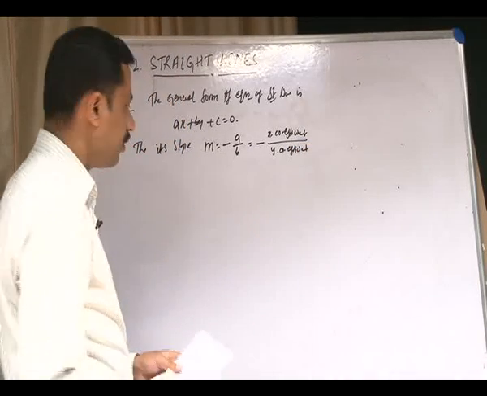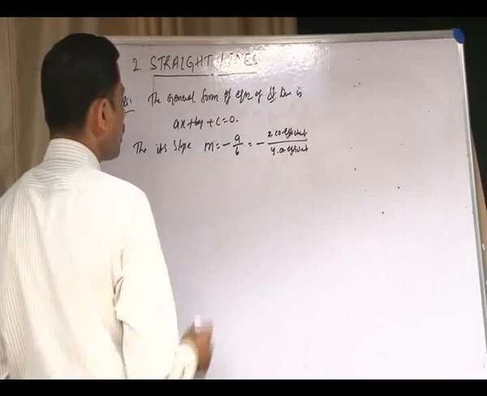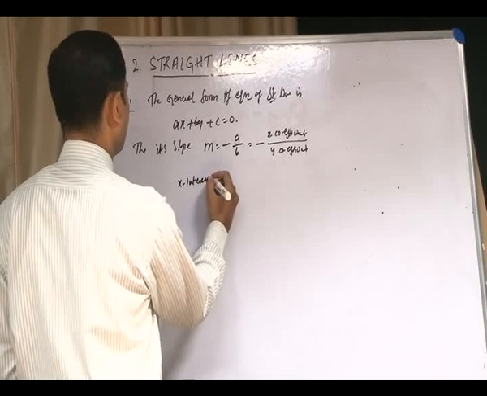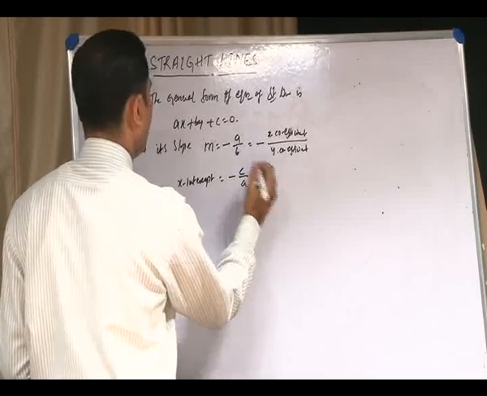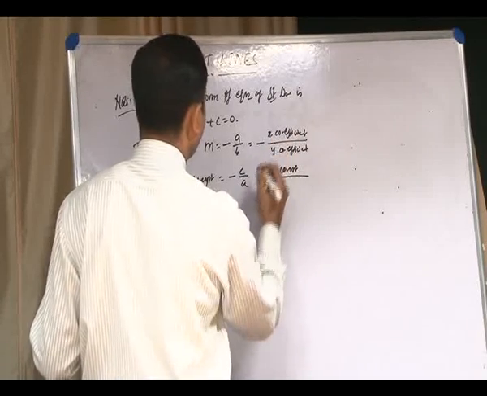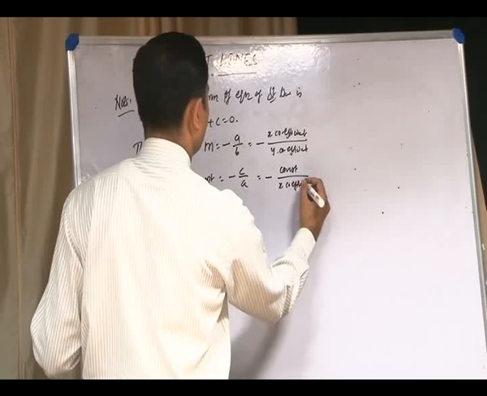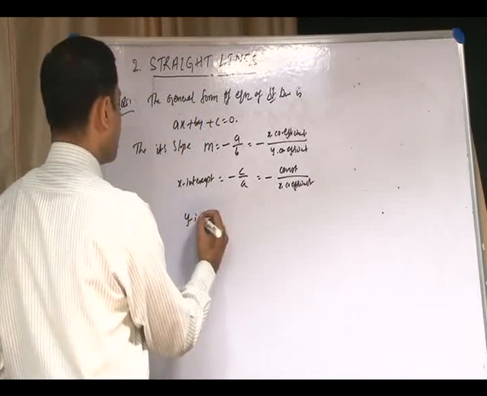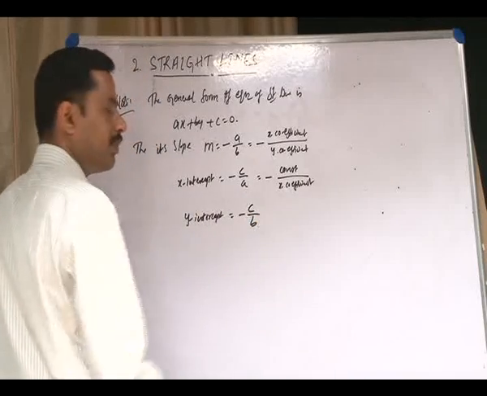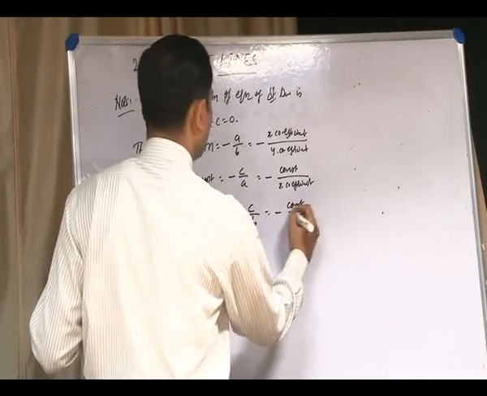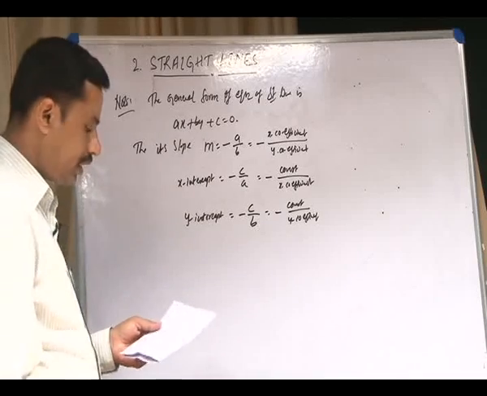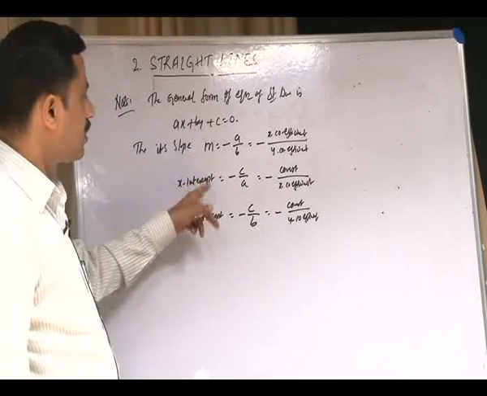Also you can find the x and y intercepts by knowing the general form. Therefore, x intercept is equal to minus c by a, where c is the constant term divided by a, the x coefficient. Similarly, y intercept is given by minus c by b, the constant term divided by b, the y coefficient. So, from the general form of the equation of a straight line, you can calculate the slope, x intercept and y intercept using these relations.